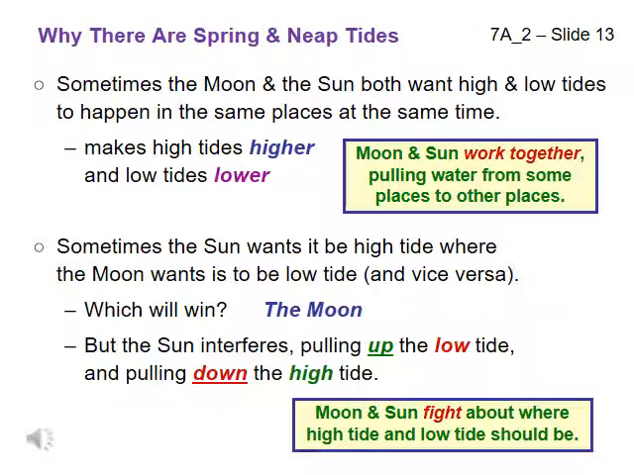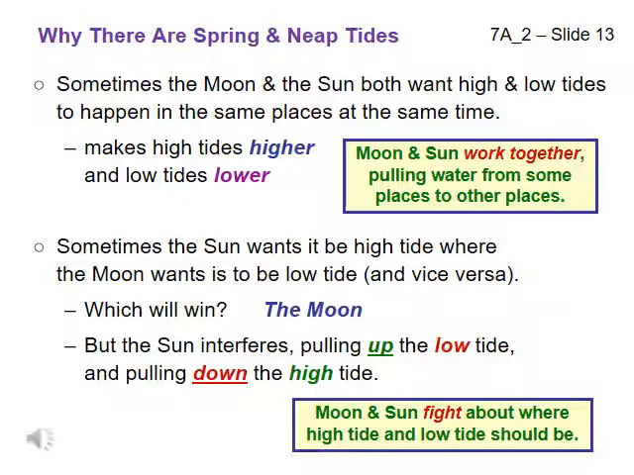Slide 13. Let us review what we have learned about spring tides and neap tides. Sometimes the Moon and the Sun both want high tides and low tides to happen in the same places at the same time. In other words, the Moon's and Sun's gravitational pulls are working together.